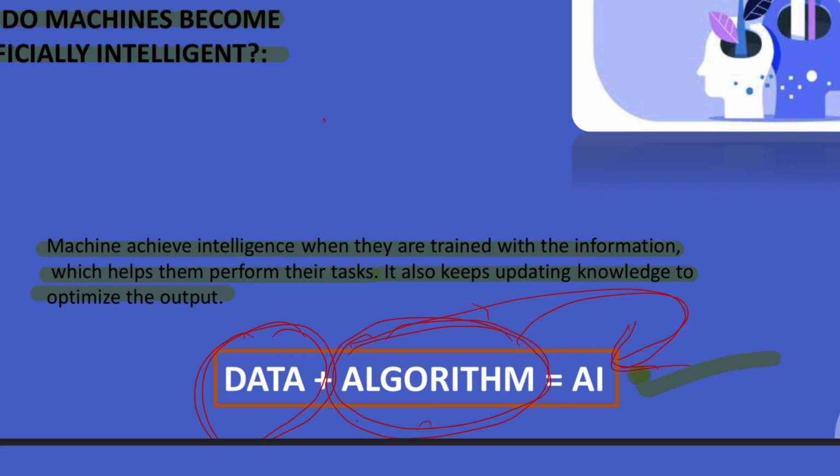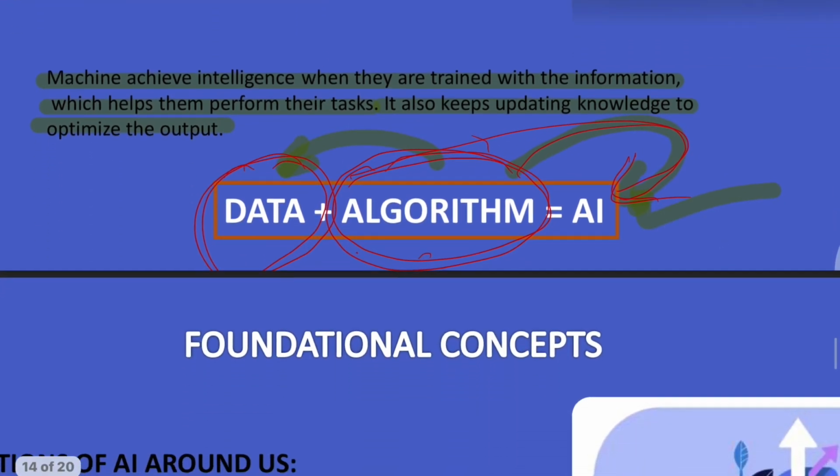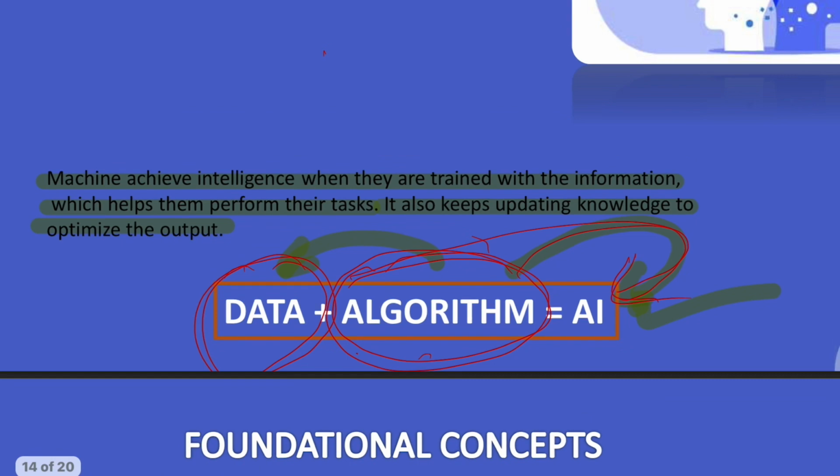Here in AI, algorithms are also known as AI models. Based on various problems, we select an AI model and we train that model with data. So when that model is trained with the data, we start getting intelligent output. So in order to make a machine intelligent, we must train that algorithm with data.